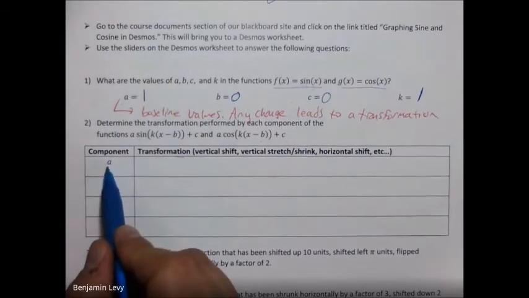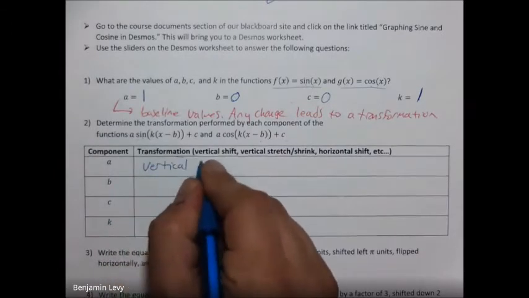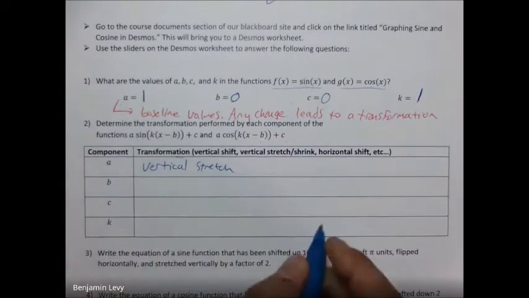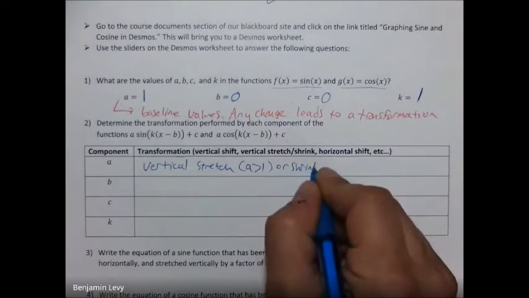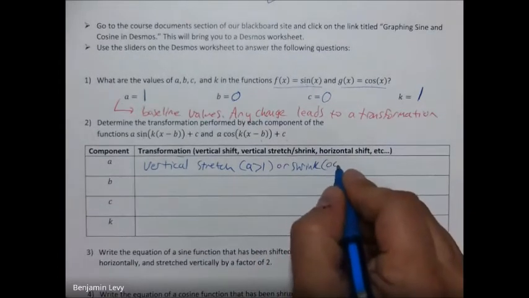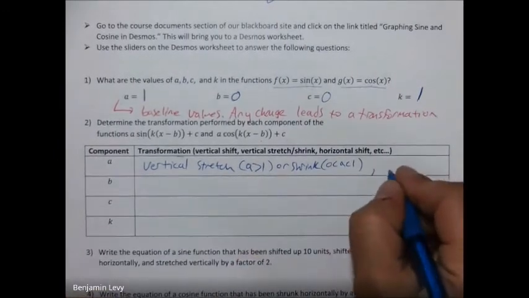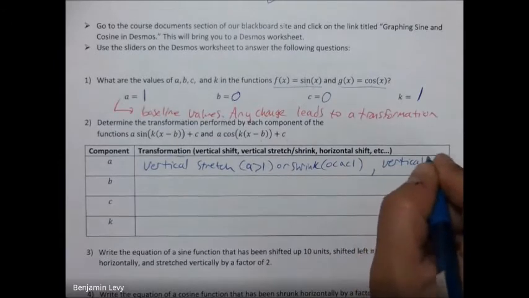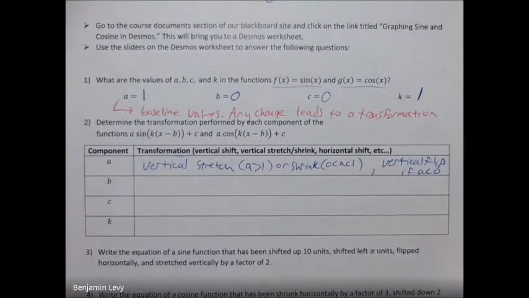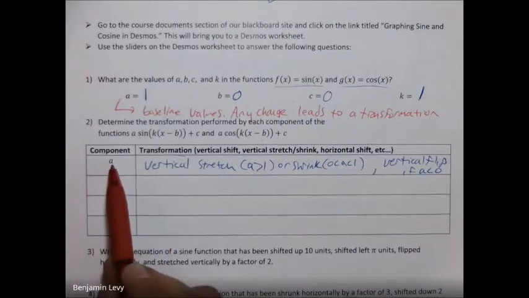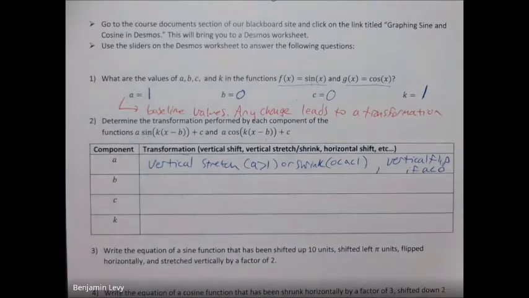Well, the A component does two things. It's the thing multiplying sine, so it vertically stretches it if it's bigger than 1. It'll shrink it vertically if it's between 0 and 1. And if it becomes negative, it's a vertical flip. So A is in charge of vertical things, specifically stretching or shrinking, or if you make it negative, a flip.